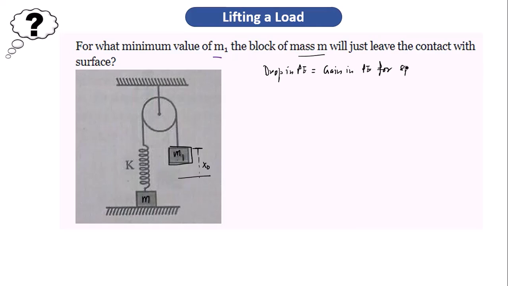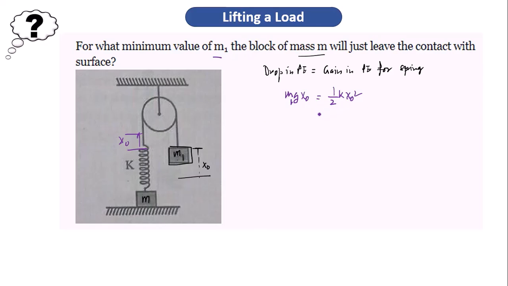Initially the M1 mass is suspended. If the mass is pulled down by x naught distance, there is a drop in potential energy, which is equal to M1 g into x naught. This is used to increase the potential energy of the spring, because the spring has been stretched by x naught. The spring stores potential energy equal to half k x naught square. So M1 g times x naught should be equal to half k x naught square.